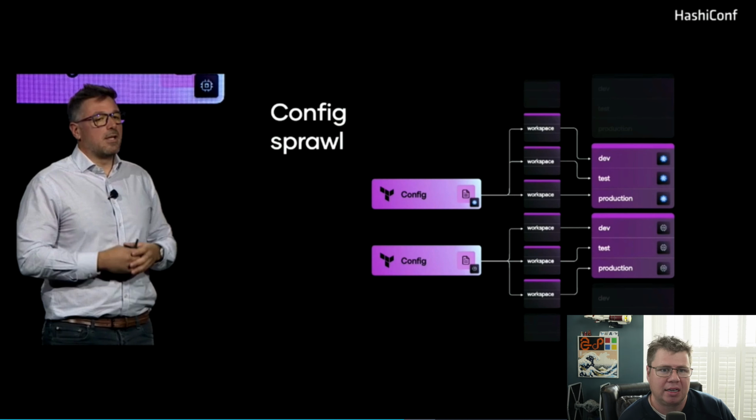So you really need to think through what those boundaries should be based on your organization, based on the responsibilities that you have allotted to the different parts of your organization, to make sure that the right people are in charge of the right parts of the architecture and the code that describes that architecture. So config sprawl is absolutely a thing.